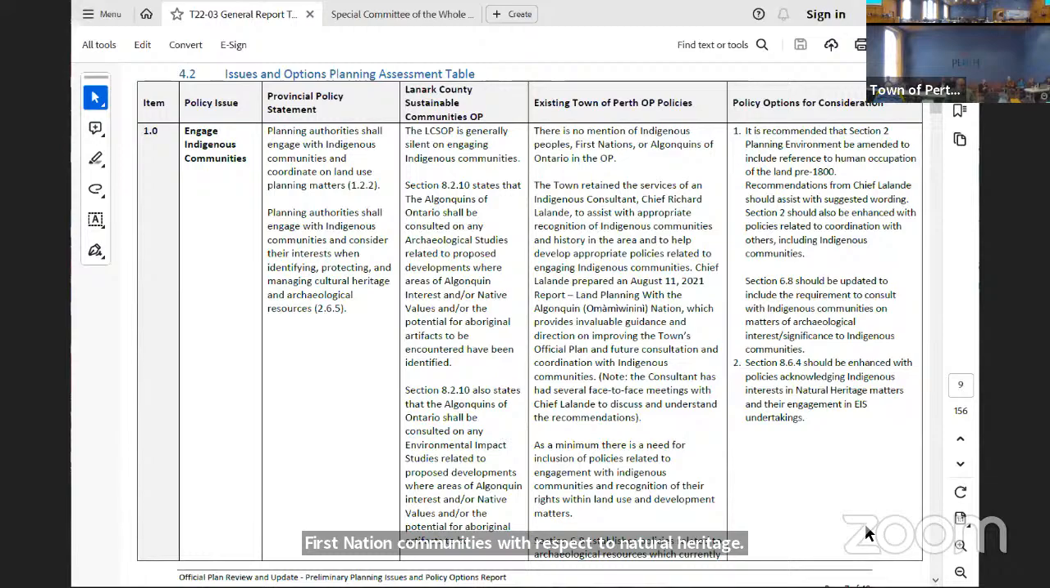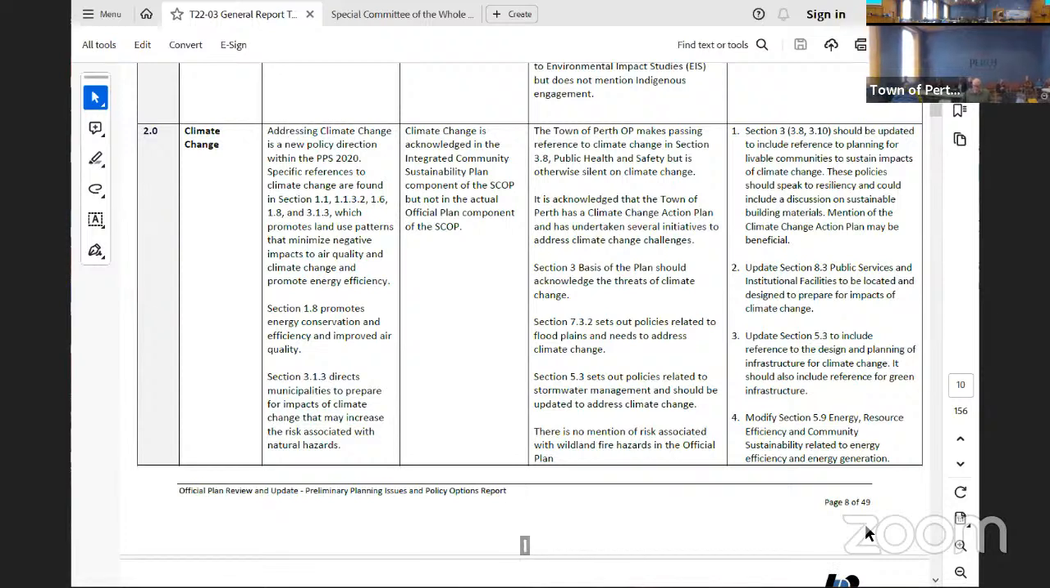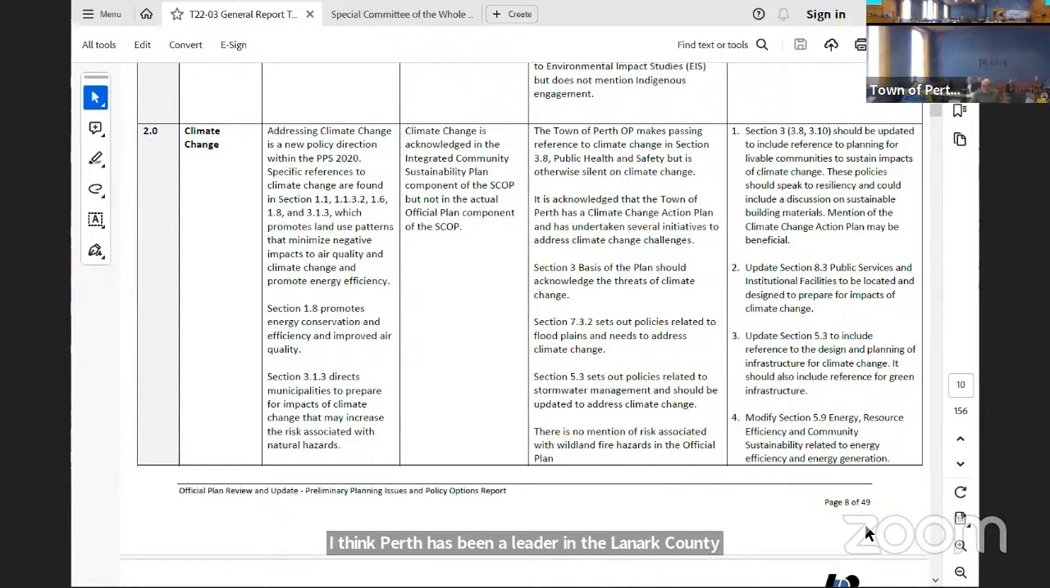Climate change is another big theme in the PPS that needs to be picked up on. I think Perth has been a leader in the Lanark County sense in terms of preparing a climate action plan. I think reference to your climate action plan as an operational document has some value. But I think that there are a number of key areas that you need to make policy change about: the location of vulnerable public and institutional services as well as residential services, primarily related to floodplain risks, and the need to plan for infrastructure to be resilient to the impacts of climate change.